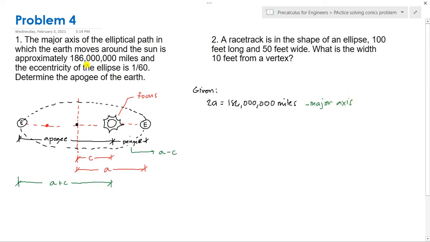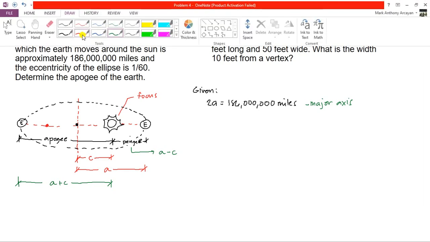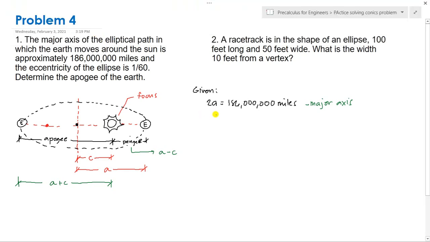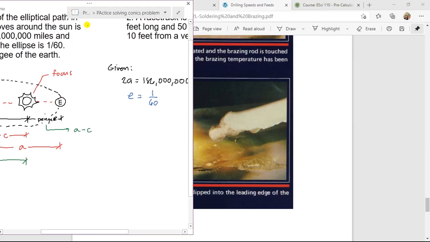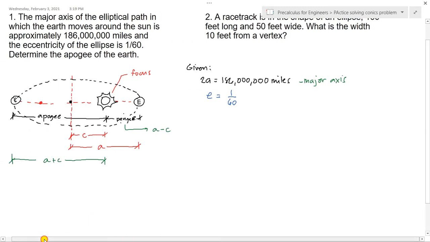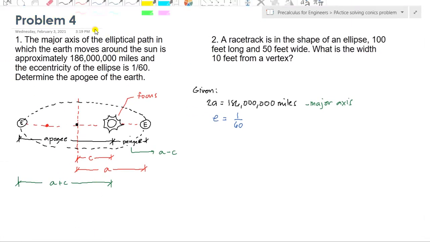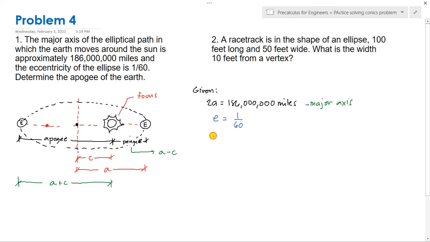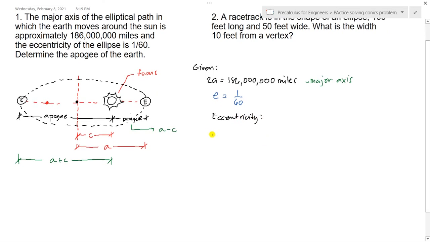Next, the eccentricity of the ellipse is given, represented by e. Eccentricity is 1/60. But before that, what is eccentricity? Has it been covered? Okay, so let's start with the circle. Eccentricity for the circle.